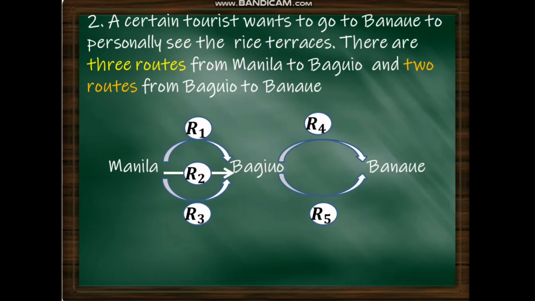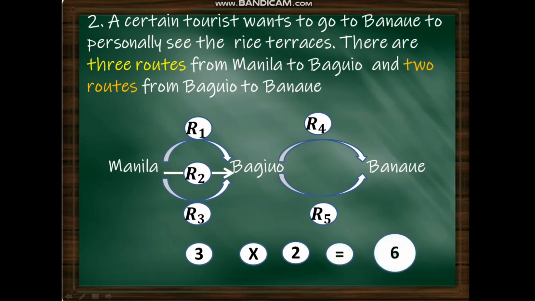So, kung titingnan natin, ilan po bang daan mula sa Manila hanggang sa Baguio? Di po ba meron tayong 3? Ilan po bang daan meron papuntang Baguio to Banawe? Di po ba meron tayong 2? And therefore, if we multiply that, that is equivalent to 6. Ibig sabihin nun, we have 6 possible ways in order for us to go to the rice terraces in Banawe. Ganun lang kadali. We will just simply multiply the m ways and the n ways on that particular example.